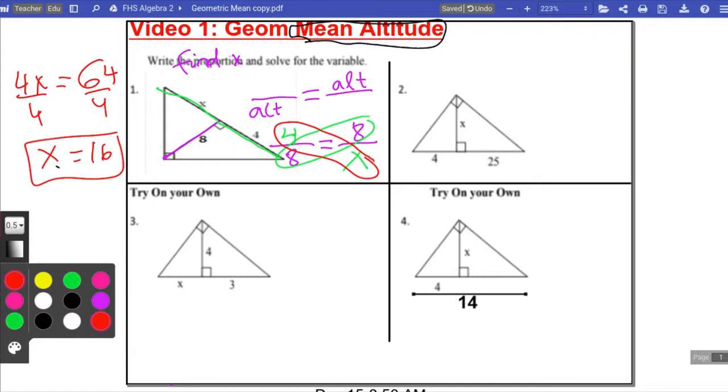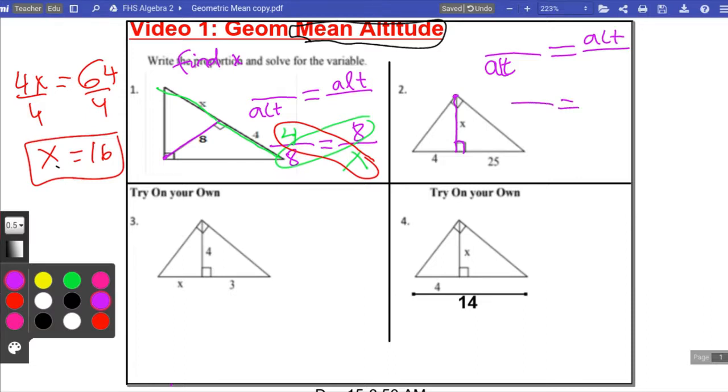All right, so how do we do number 2? Same deal. Question number 1: do you have the altitude? Altitude is drawn from a point dropped to the base. It always makes a right angle when it drops down there. So yes, I do have the altitude. Remember, altitude goes at the bottom left and also top right.